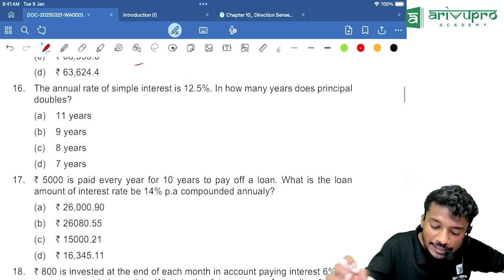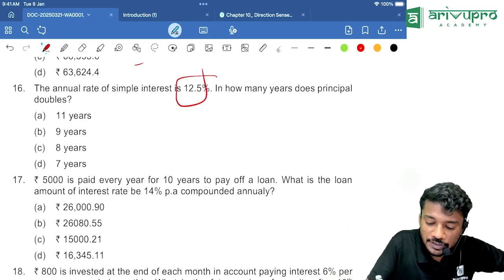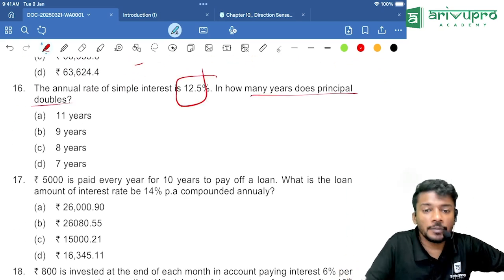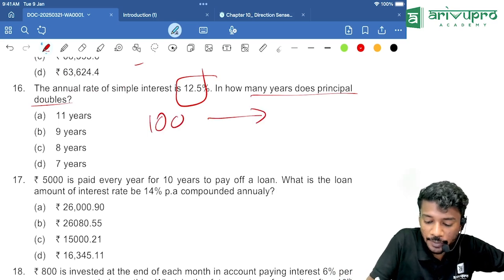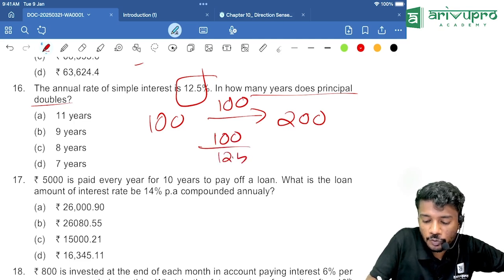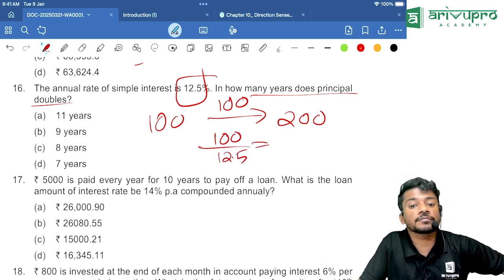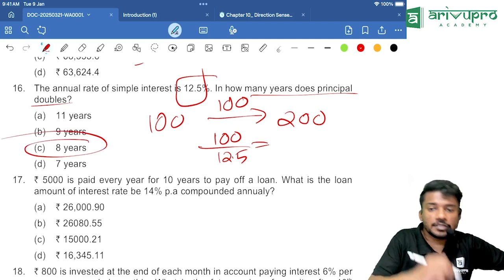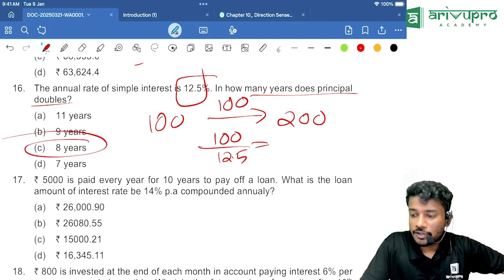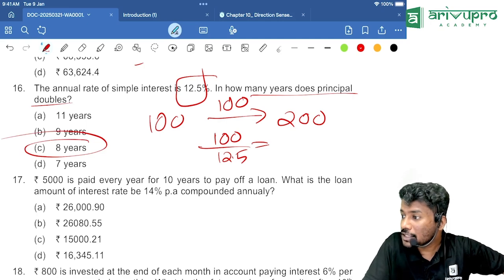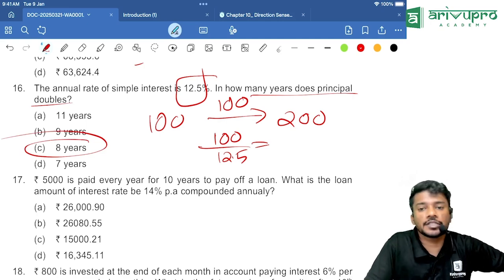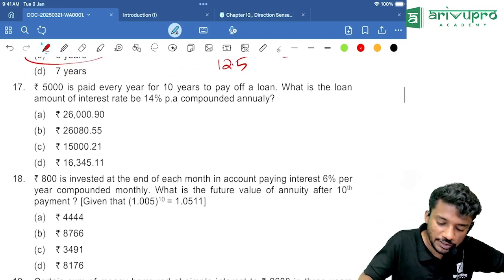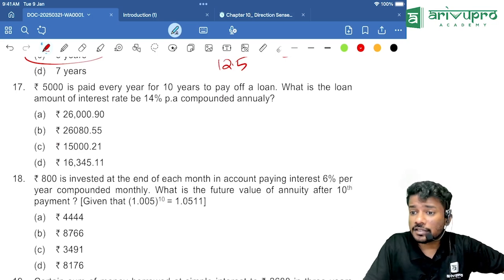Next question. The annual rate of simple interest is 12.5%. In how many years does the principal double? That means 100 is becoming 200, so the total simple interest here is 100. How will you find the time? 100 divided by 12.5, that is 8 years. So total simple interest divided by the rate of interest will give you the time. Any doubt in that?